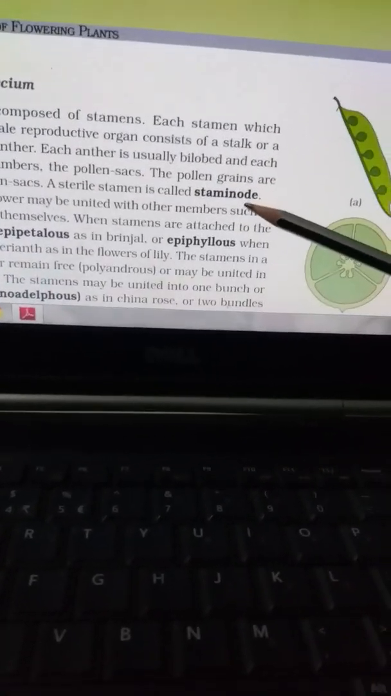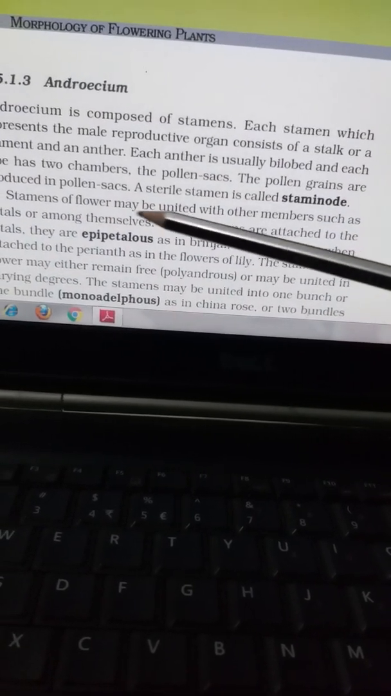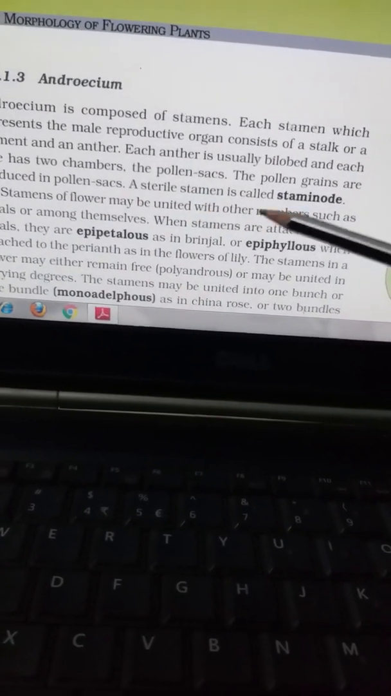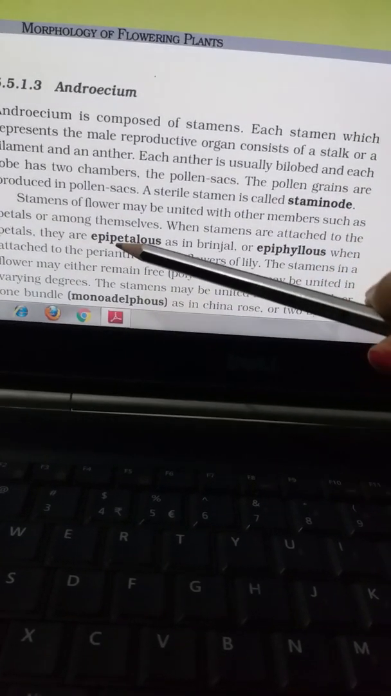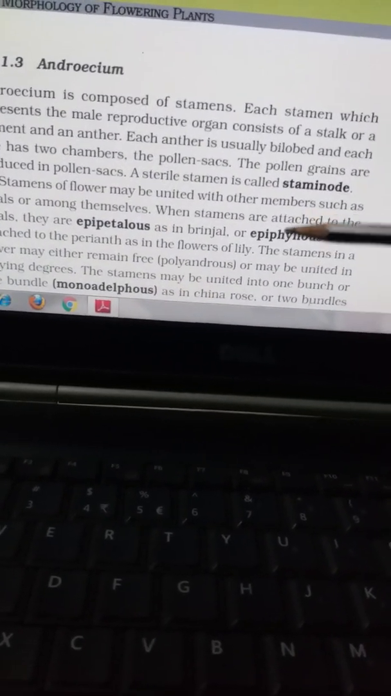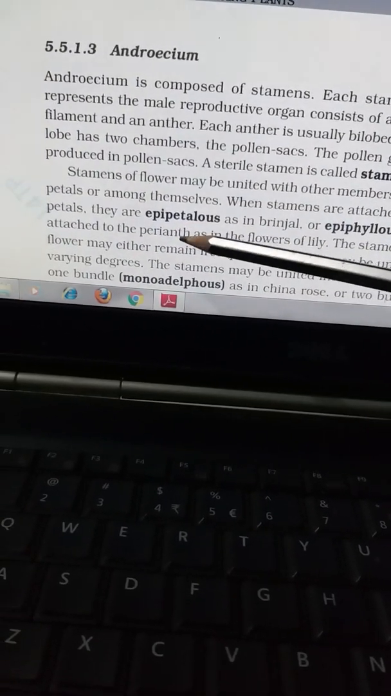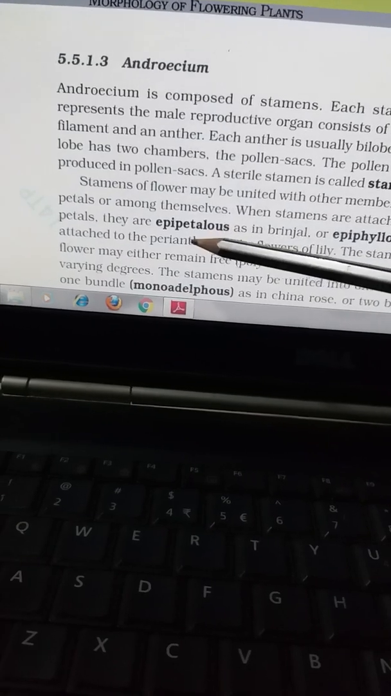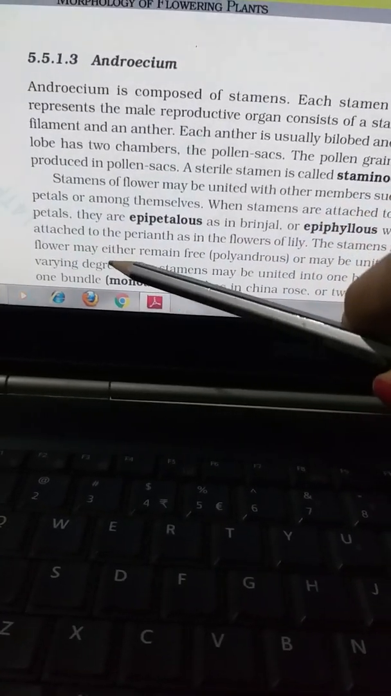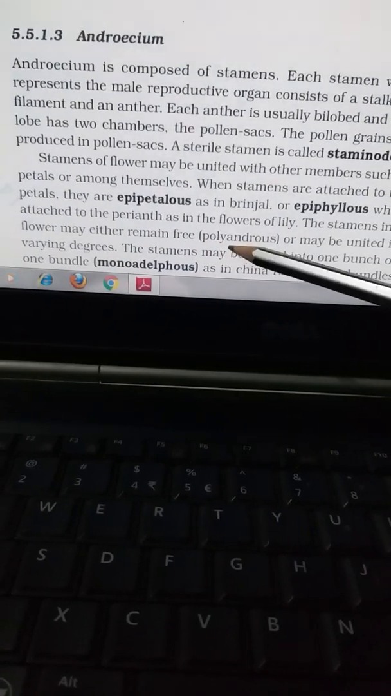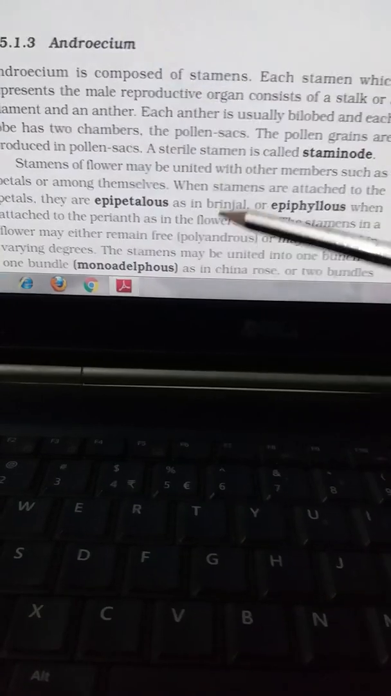known as a staminode. Okay, so the stamens in a flower may be united with other members such as the petals or others. If it is united with the petals, it is known as epipetalous, or it may be epiphyllous if it is attached to the perianth. Now what is perianth? When the calyx and corolla are not truly differentiated. Okay, so the stamens in a flower may either remain free. Free means they are not united, so that is known as polyandrous androecium.